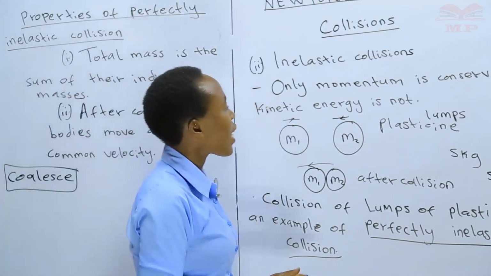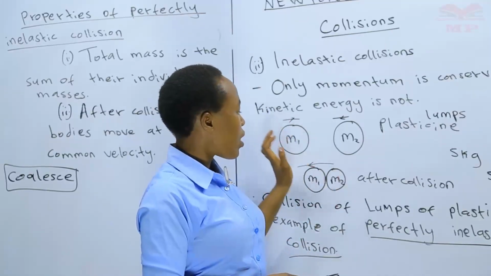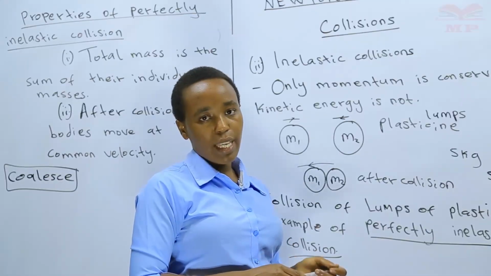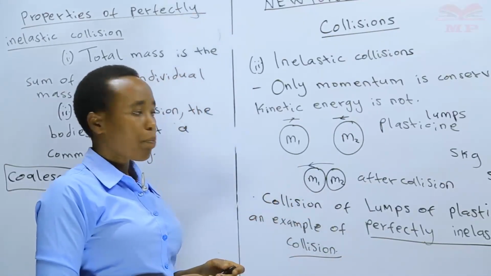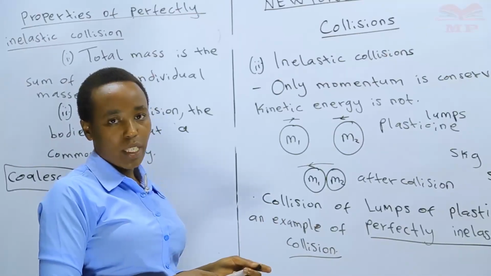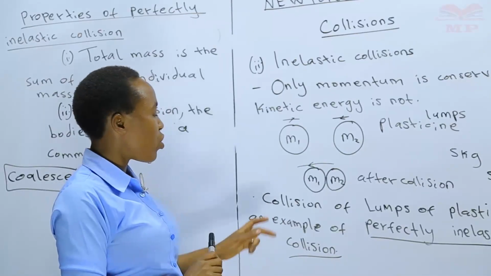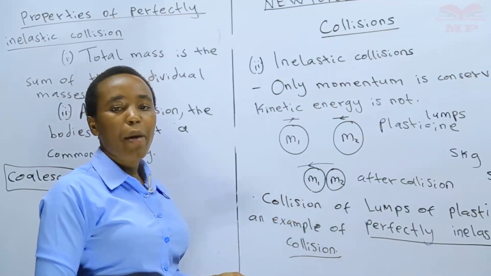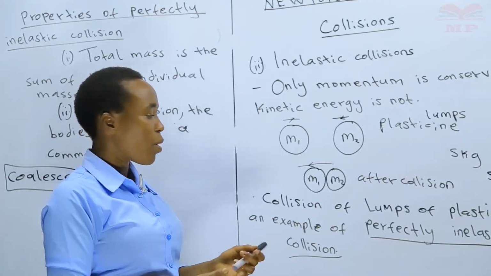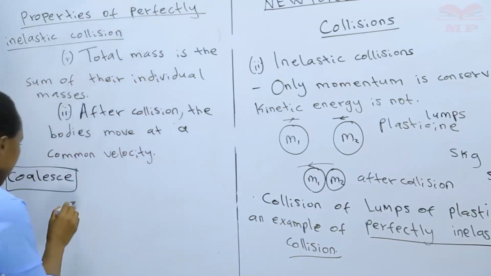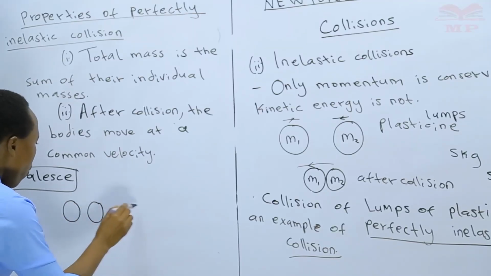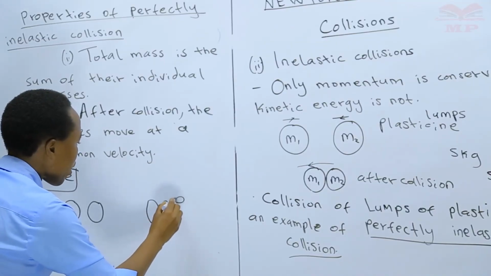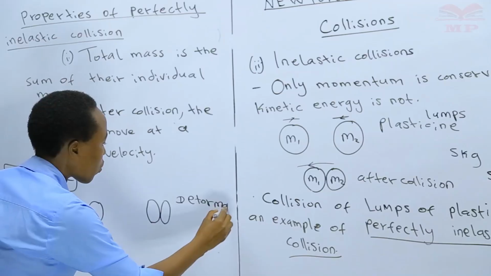Now we have seen that for the inelastic collision, in this case the perfectly inelastic collision, kinetic energy is not conserved. And you may be asking yourself, why is kinetic energy not conserved? Some energy is lost. When these bodies collide, there may be some deformation, a change in shape. For example, if you have a round plasticine and another very round one, when they collide, you may find that the shape will change. So there will be what we call deformation.